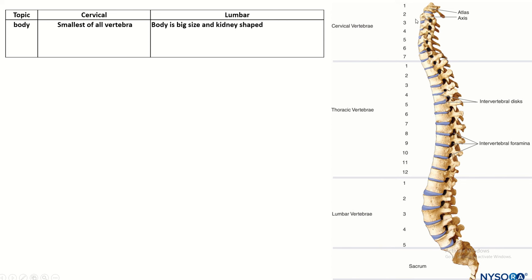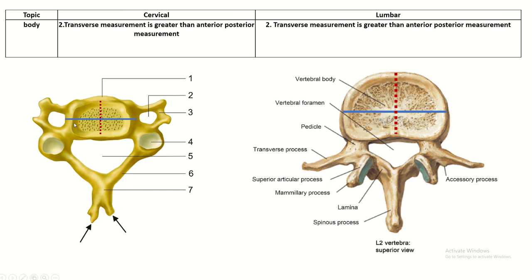The body of the cervical vertebra is the smallest, and the body of the lumbar vertebra is massive. The transverse diameter of the cervical vertebral body is greater than the anteroposterior diameter, and also the transverse diameter of the body of the lumbar vertebra is bigger than the anteroposterior diameter. The shape of the lumbar vertebral body is kidney shape.